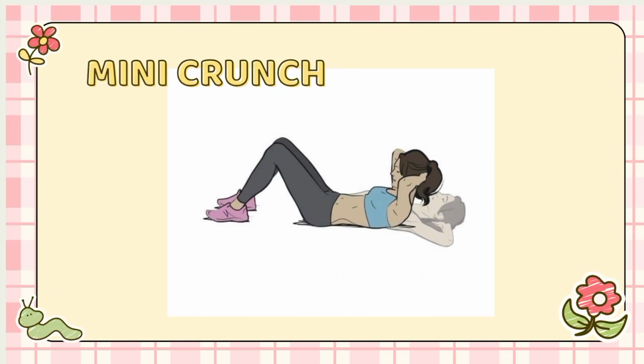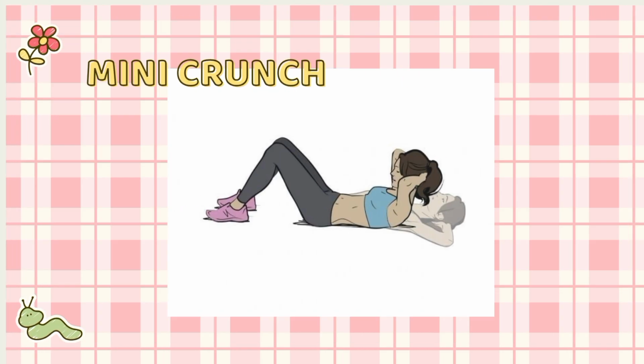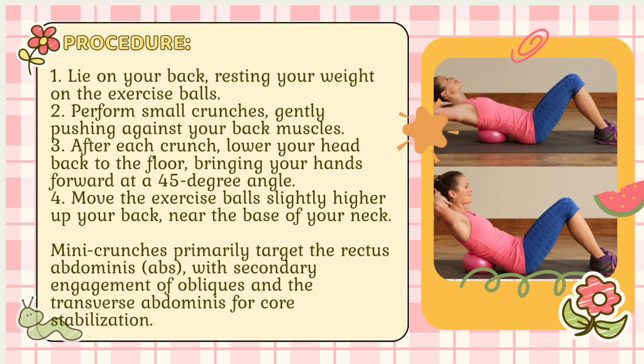Next, we have mini crunch. To do the mini crunch, first, lie on your back, resting your weight on the exercise balls. Second, perform small crunches, gently pushing against your back muscles. Third, after each crunch, lower your head back to the floor, bringing your hands forward at a 45-degree angle. Fourth, move the exercise balls slightly higher up your back, near the base of your neck.